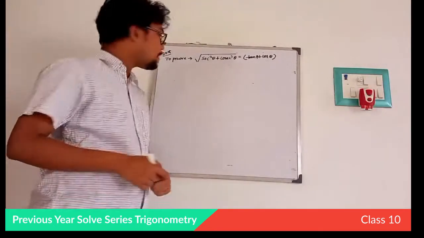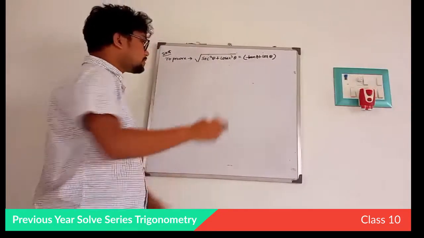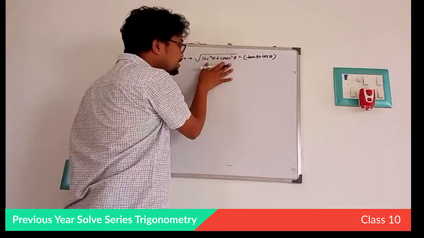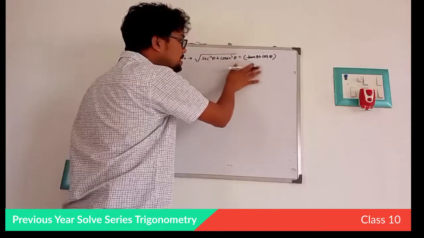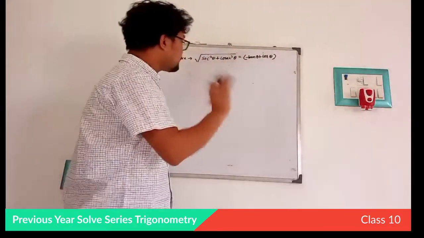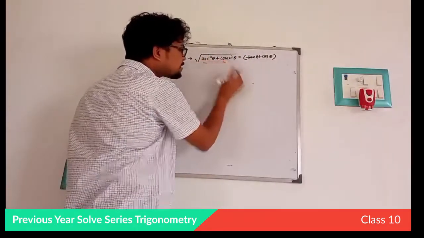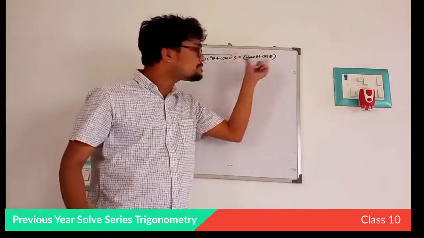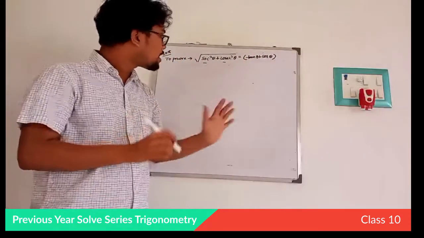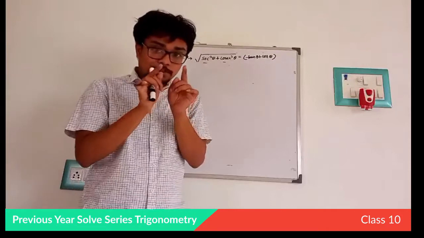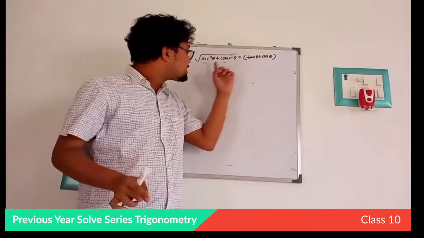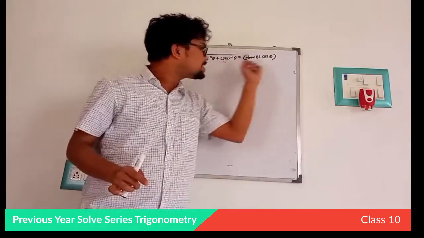So my next problem came in 2018. What is that? Root under sec square theta plus cosec square theta equal to tan theta plus cot theta. Listen very carefully. Sec theta and cosec theta must be converted into tan theta and cot theta. So we have to choose the relationship between sec theta, tan theta and cosec theta, cot theta.